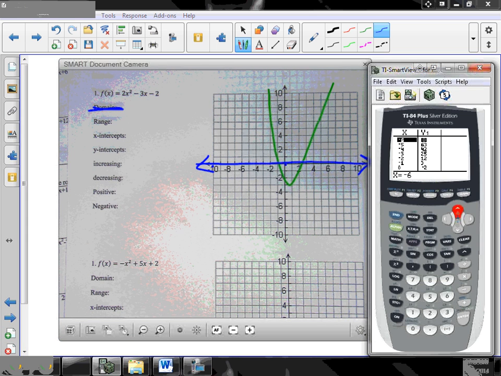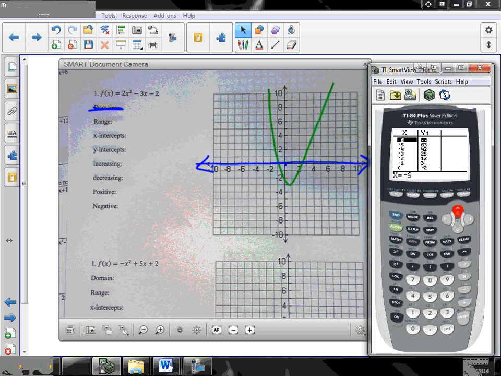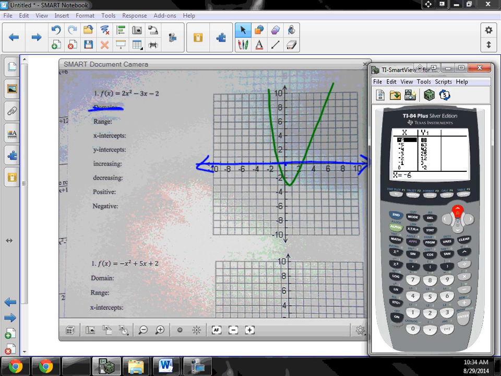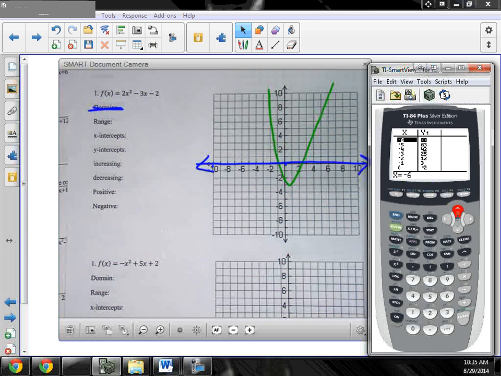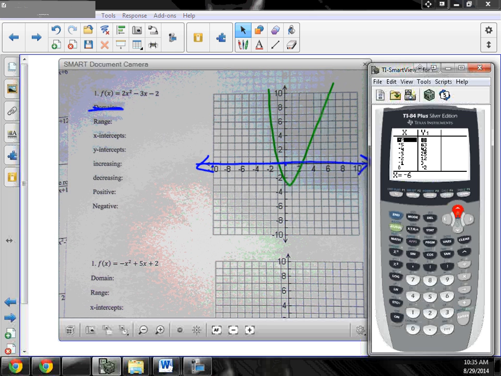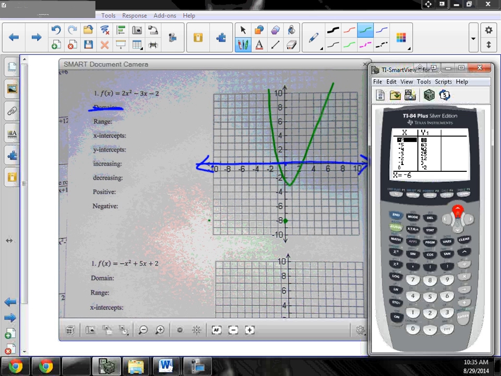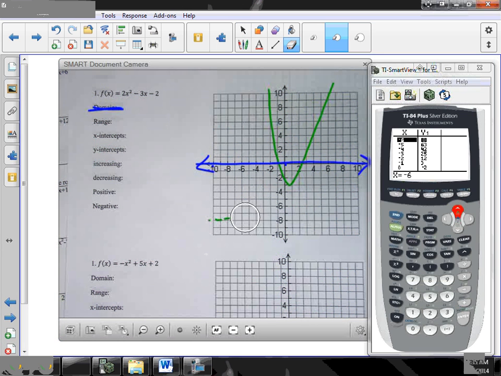Okay. Now we're going to look at the range. The range is the set of all y values represented in the function. Are there any y values that do not appear? Where? Good, negative 8 is not there. So if I look at negative 8 right here, and I draw a horizontal line, does negative 8 hit the graph anywhere? No. And if we look at the table, we can see that.